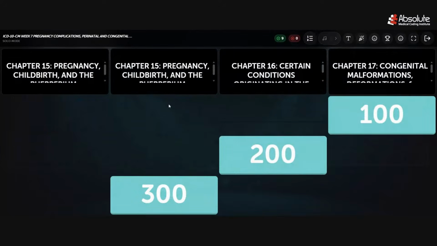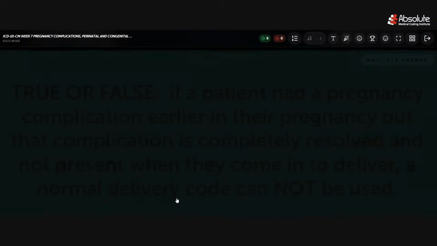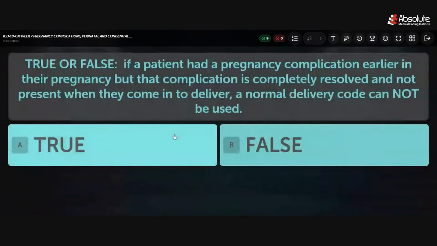Let's close out our other chapter 15 code for 300. This is a long one. Okay. True or false? If a patient had a pregnancy complication earlier in their pregnancy, but that complication is completely resolved and not present when they come in to deliver, a normal delivery code cannot be used. What do we think about this statement, coders? Is this a true or a false one? Let me know in the chat.